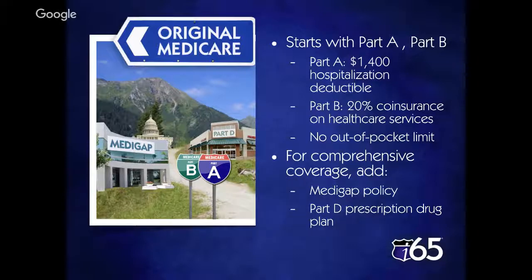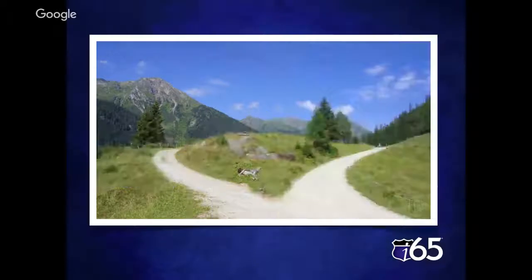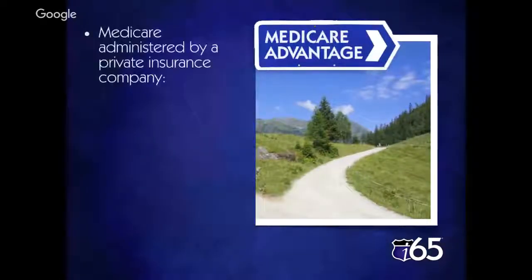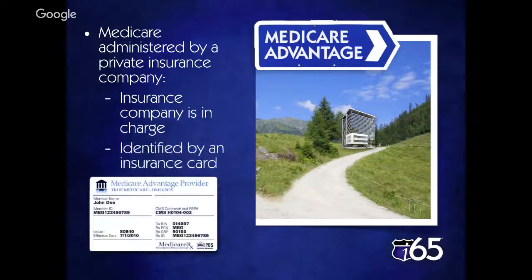All right, so then there is the path of Medicare Advantage. This is Medicare administered by a private insurance company. A corporation is in charge when you choose this path. So we don't put the Capitol building in the background, we put a corporate building. The insurance company is in charge, they get to make the rules.